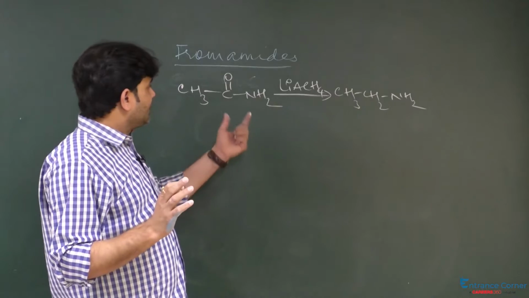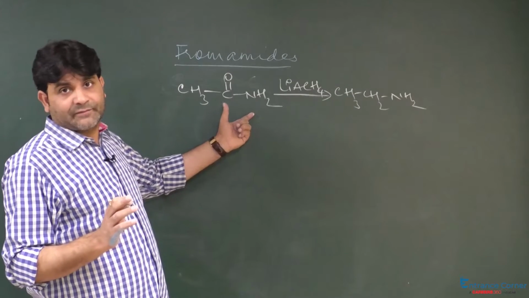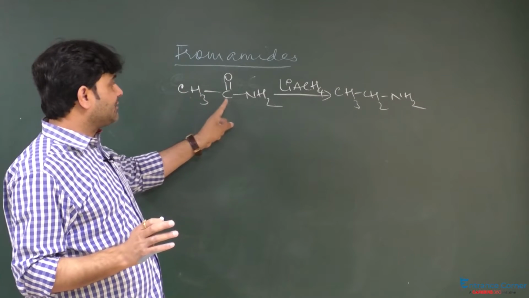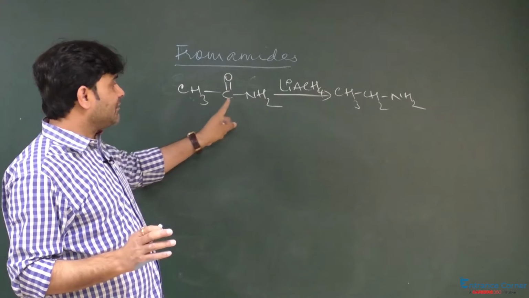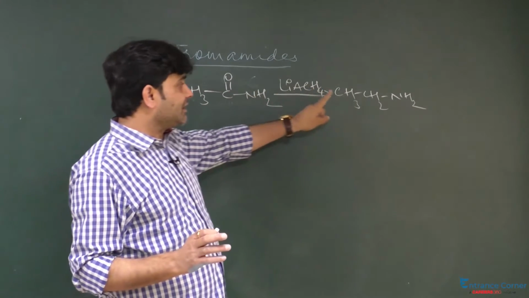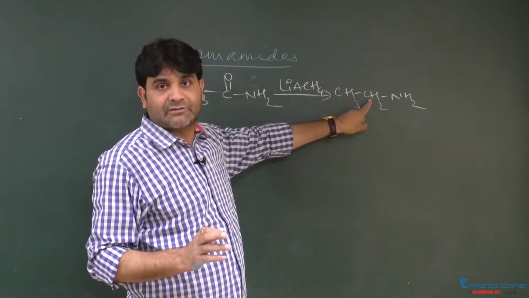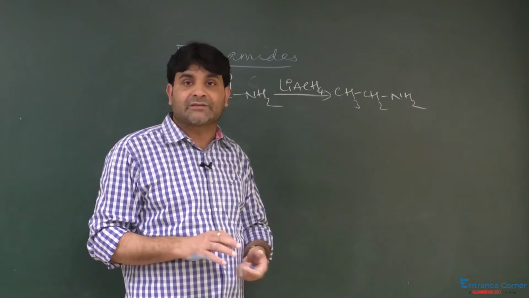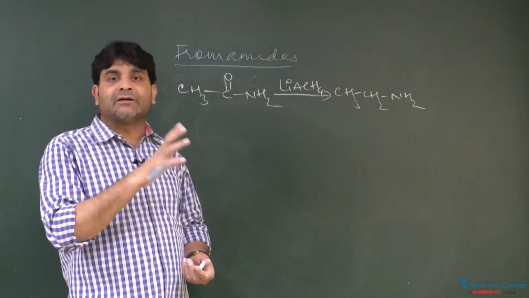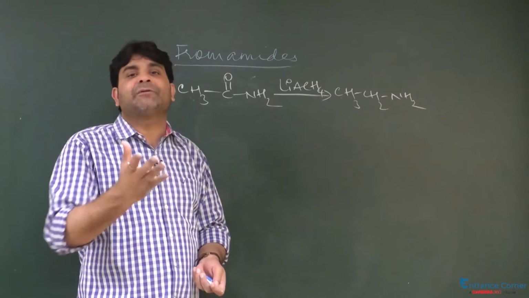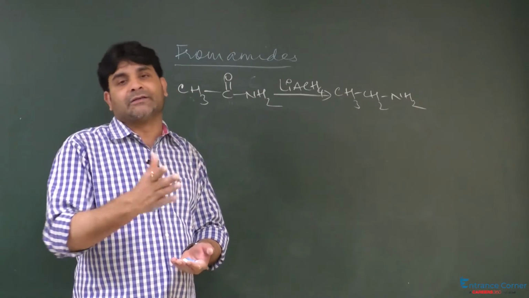And please just look over the example that the number of carbon atoms present in amides are similar to the number of carbon atoms present here in amines. That means this is a method where we will have the same number of carbon atoms in the resulting amine.